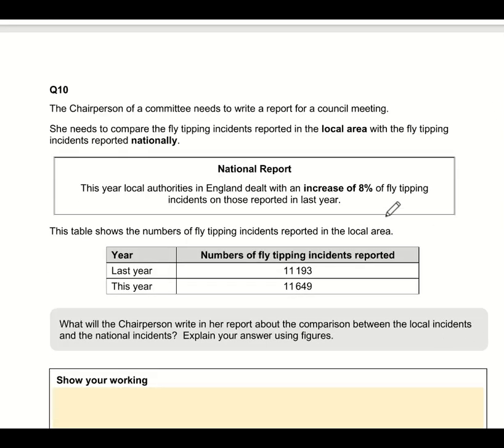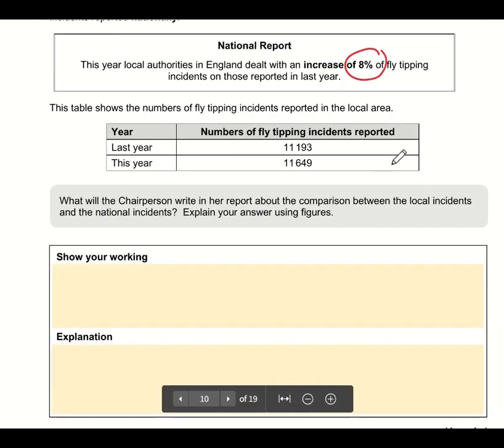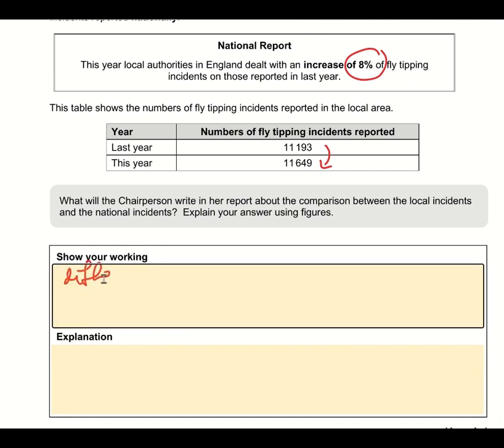Okay, so question number 10, we know that nationally there's been an increase of 8%. How does that compare locally? What is the percentage increase here? Well, we can see it has increased. So to calculate any percentage change, whether it's a percentage increase or a decrease, it's the difference divided by the original amount multiplied by 100.